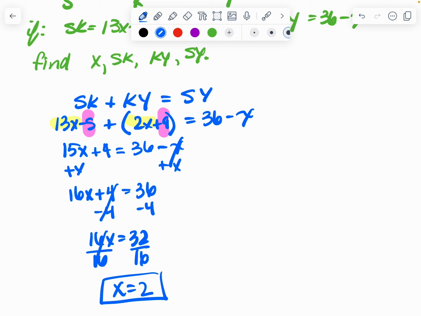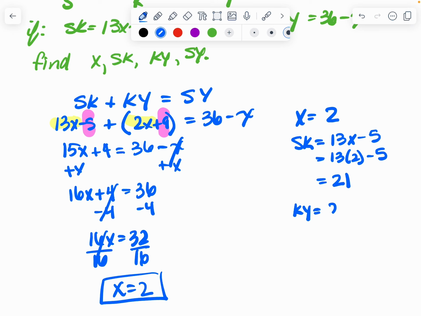So that's the first part. So x equals 2. SK equals 13x minus 5. So that's 13 times 2 minus 5. 26 minus 5 is 21.